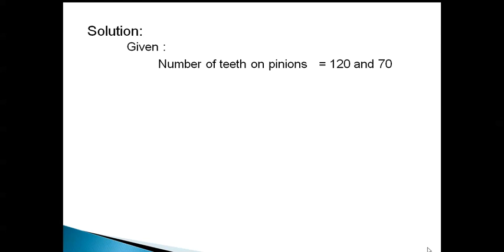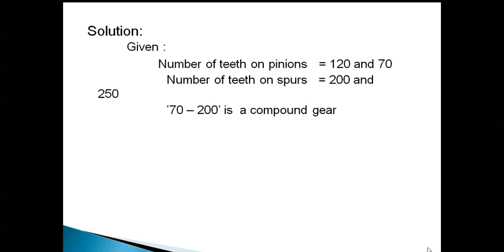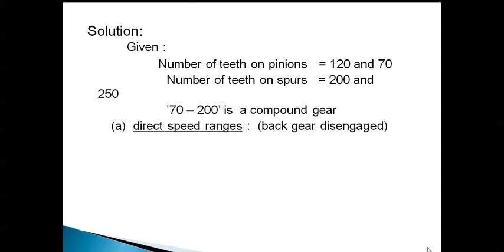So the number of teeth on pinions is 120 and 70. The number of teeth on wheels, that is spurs, is 200 and 250. 70 and 200 is a compound gear train. So first we need to find the direct speed ranges when the back gear is disengaged.